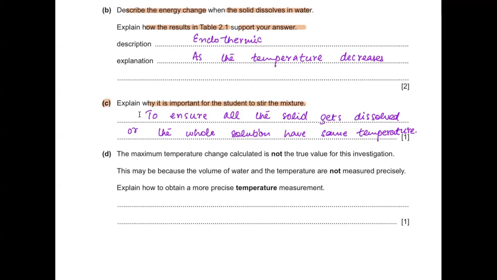Okay, next part. The maximum temperature change calculated is not true value for this investigation. This may be because the volume of the water and the temperature are not measured precisely. Explain how to obtain the most precise temperature measurement. So they have mentioned that they want you to get a more precise temperature measurement. So you are going to use a thermometer with more graduations. Sir, can we say a digital thermometer? Yeah, you can use a digital thermometer, that can be accepted as well.